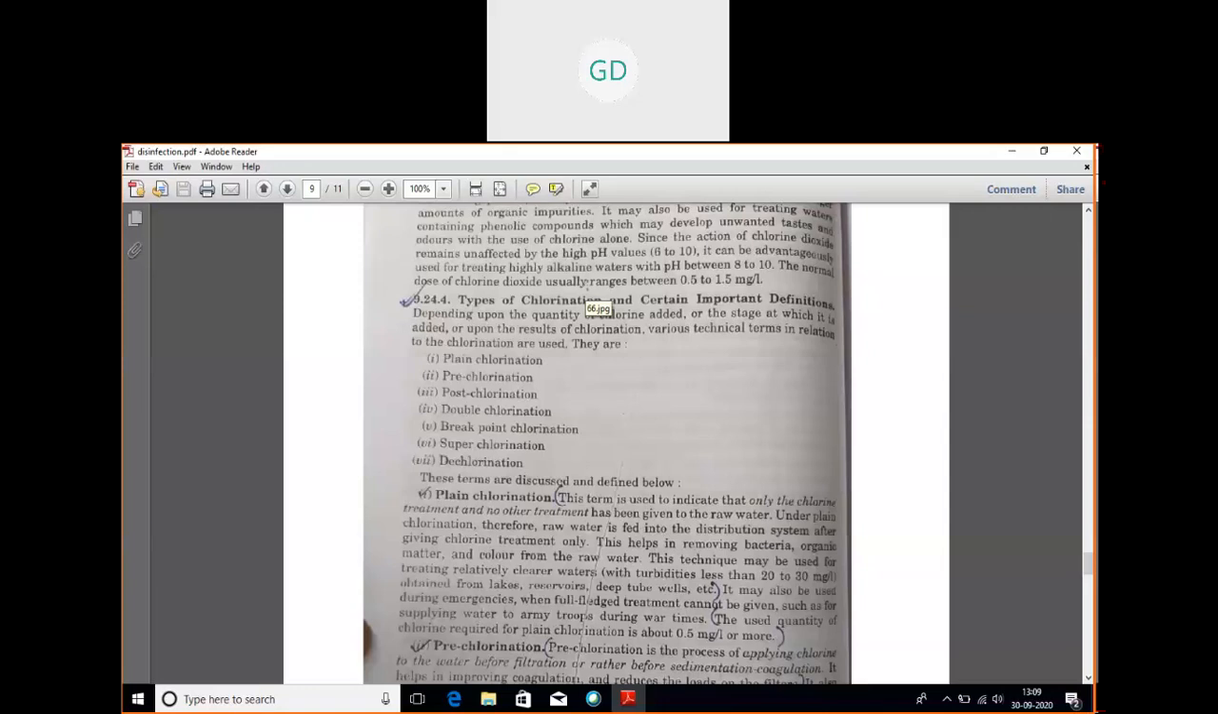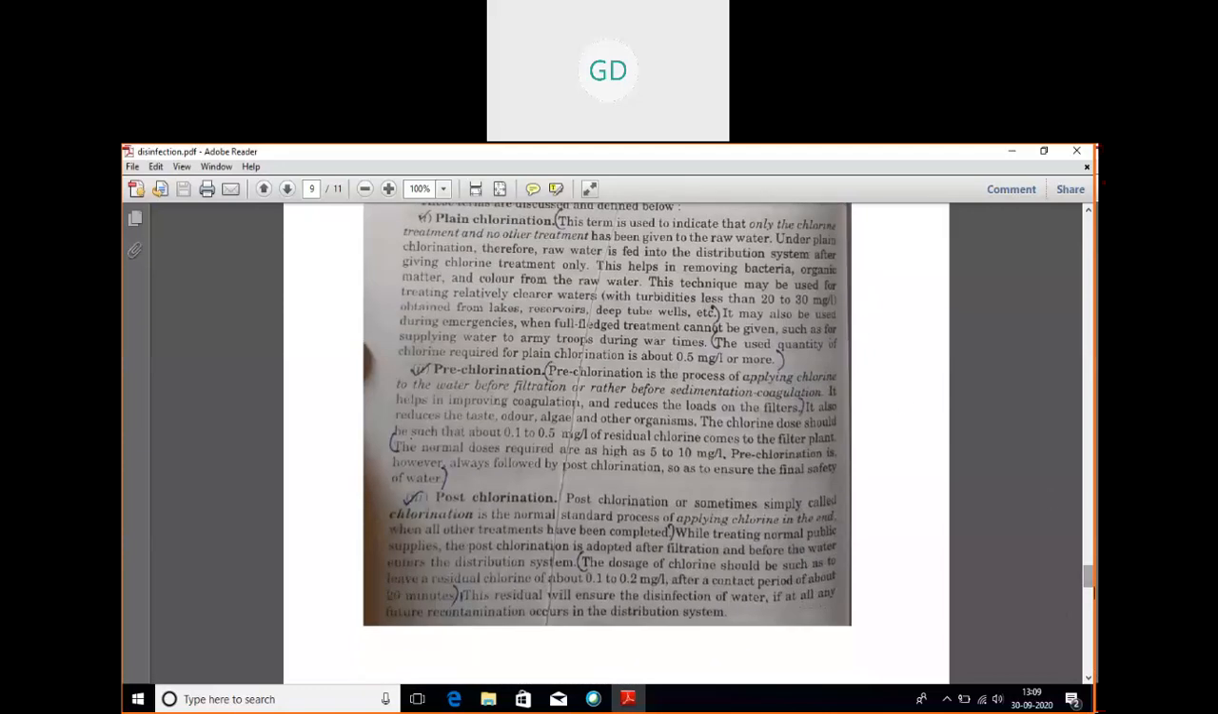So in that case, what is done? Plain chlorination is done. Other treatments are not given to the water, only plain chlorination, that is, only chlorine is added to the water. Okay, so next is pre-chlorination.